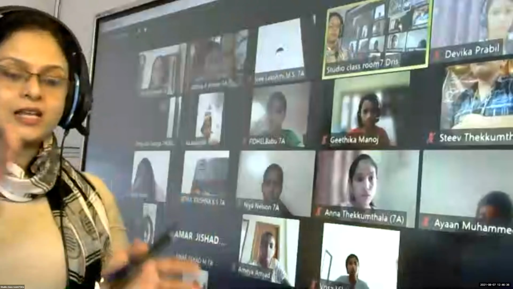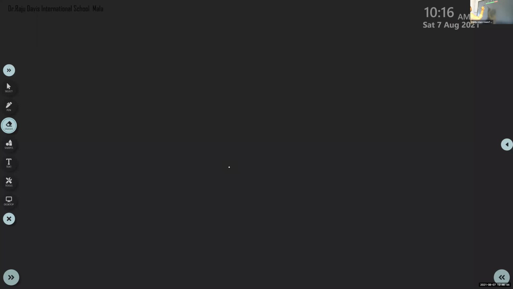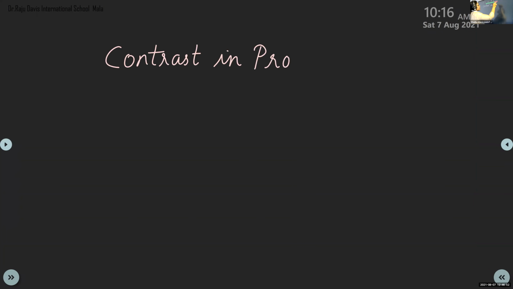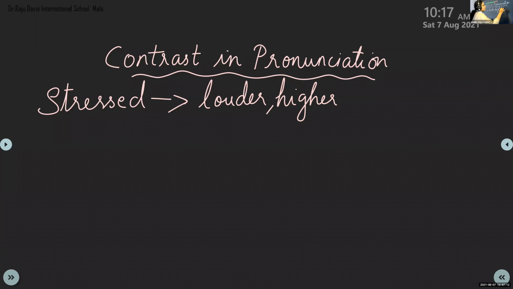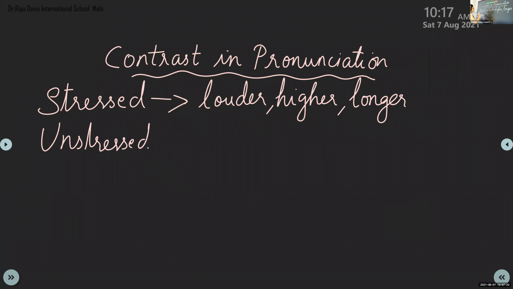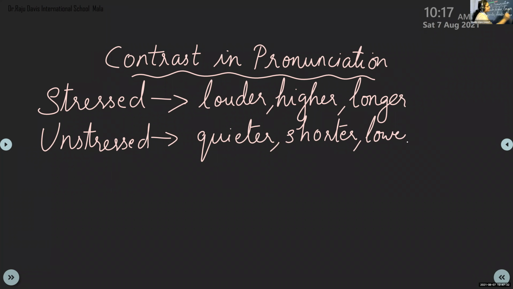You know what you mean by the word contrast? It's just the opposite, right? So when talking about stress, this is contrast in pronunciation. When we talk about stressed syllables, as you saw, the particular syllable should be louder, higher, and longer, right? Along with that, you have to take care of the unstressed syllables too. Exactly opposite to that, they should be quieter, shorter, and lower. This is called the contrast.